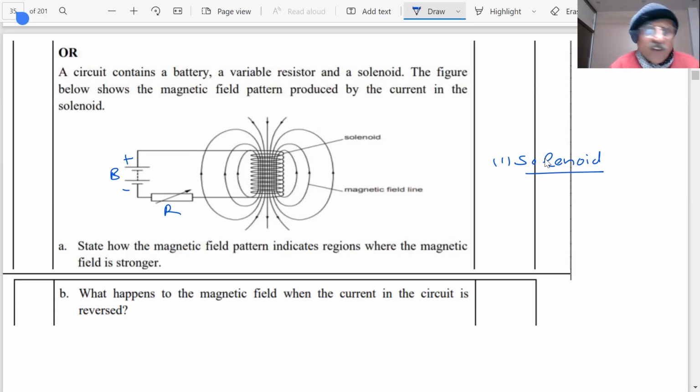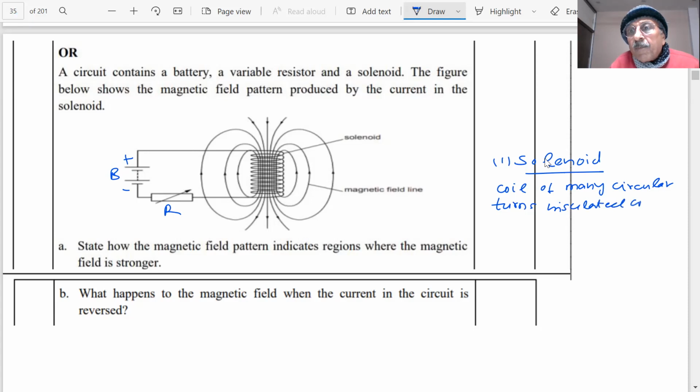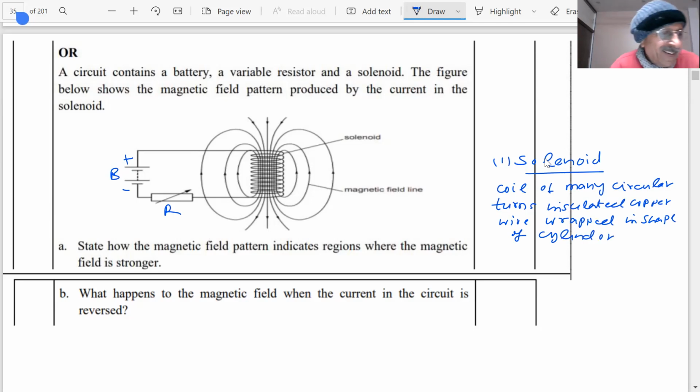Solenoid is a coil of many circular turns. It is a coil of many circular turns. You know about it. Coil of many circular turns here, student, in insulated copper wire, which is wrapped in the shape of a cylinder. Students, try to understand everything. The question answer will be very small. I'm just trying to explain in detail. So this becomes a solenoid, student.